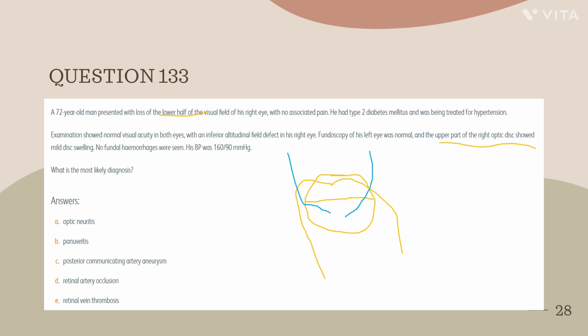So here lower half of visual field is affected. Upper part of optic disc is showing mild swelling. Otherwise fundoscopy showed normal features, no hemorrhage. Okay. We look at the options. Optic neuritis.